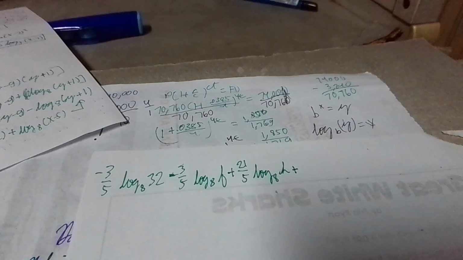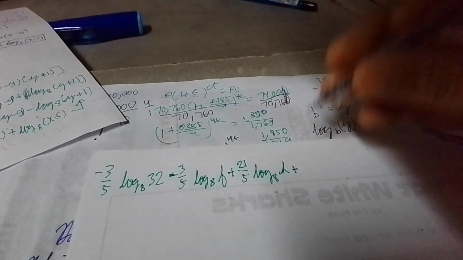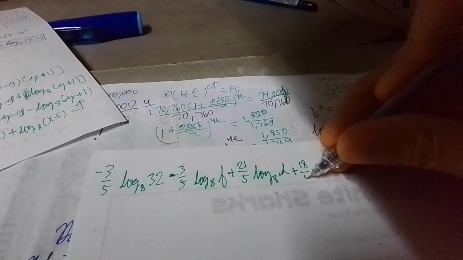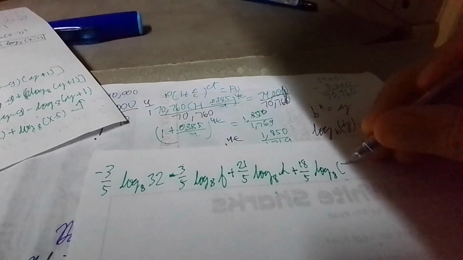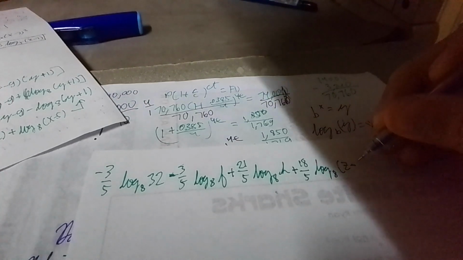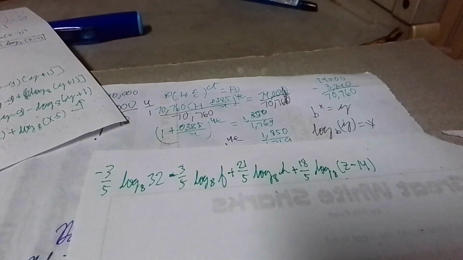Log base, tapos we have 18 over 5 times the log base 8 of z raised to the minus 14. That's on the left side that we simplified first, right? We multiplied all the negative 3/5. So that is really what we did.